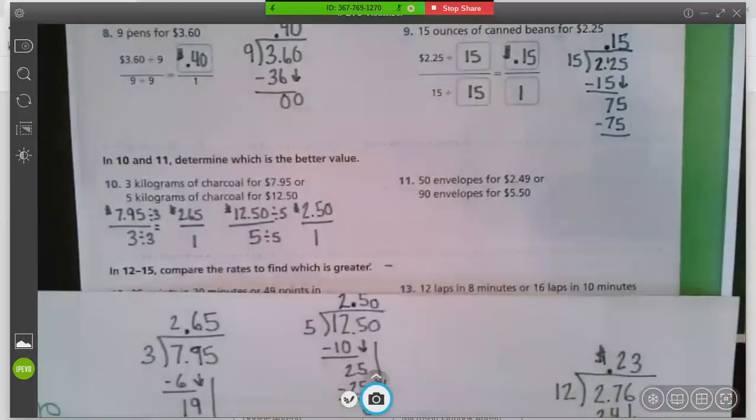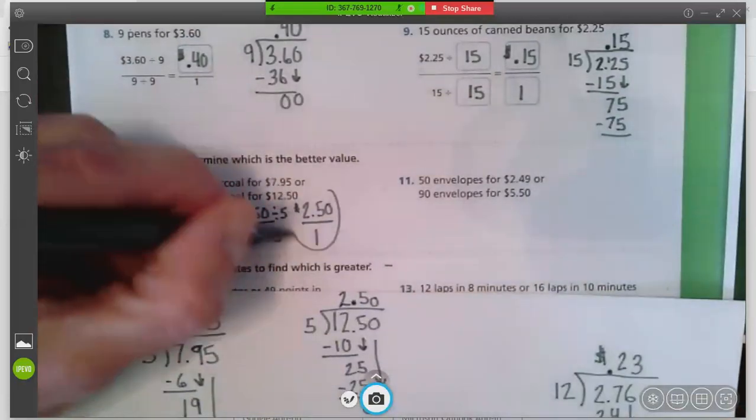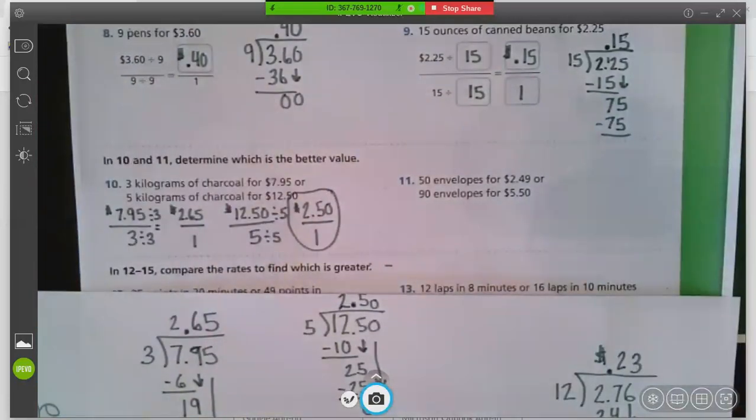So which one has the better value? The 3 kilograms or the 5? The $2.50 is less, I think. Yeah, the $2.50. So 5 kilograms is the better value.